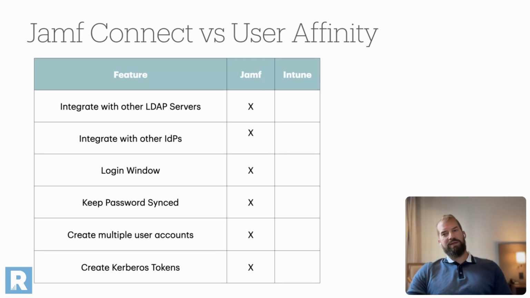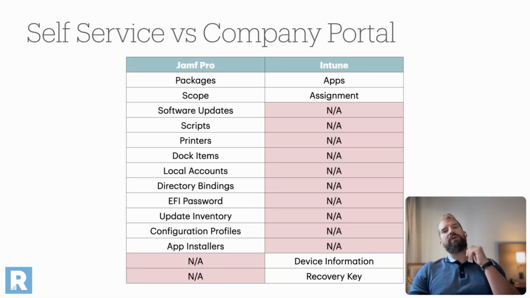One thing I will say though is the platform SSO plugin will allow for some of these features to happen. It's still not quite as robust as Jamf Connect, but as Apple builds into that in the coming years, this may be less and less of an important thing to focus on. But at this point right now, Jamf Connect can do a lot more than what you can do natively in Intune. Next, I wanted to look at self-service versus Company Portal.